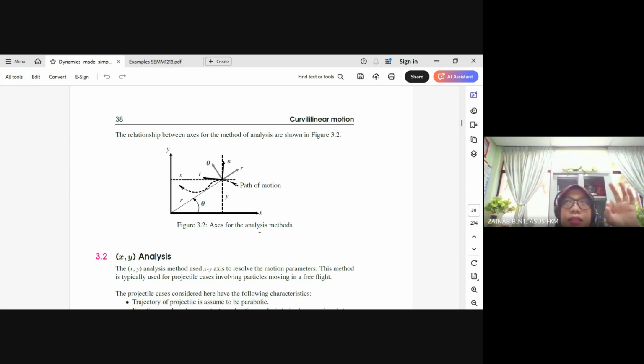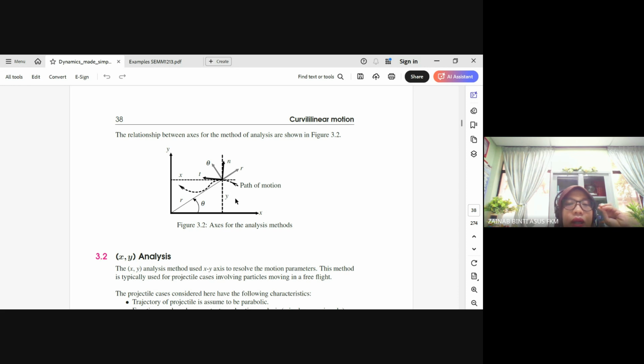And then the second axis is the n-t axis. You have the n, you have the curve there, and the n will always be inwards of the curve. And then the tangent must be tangent to the curve.